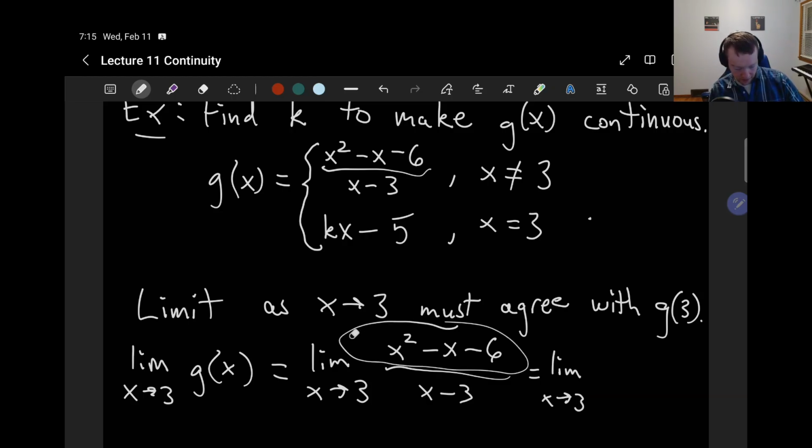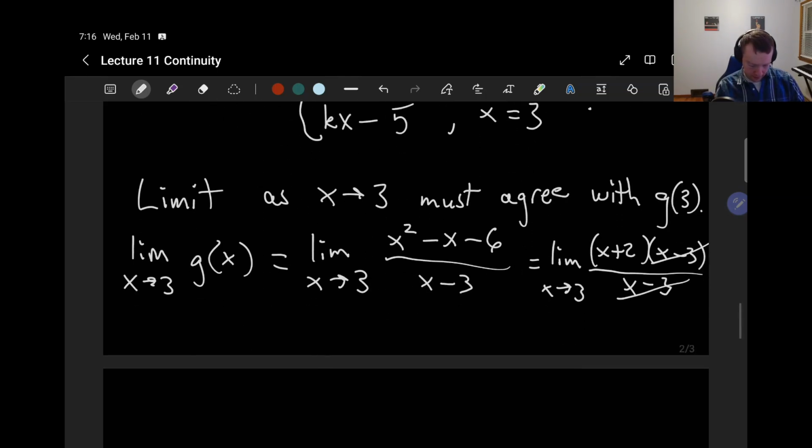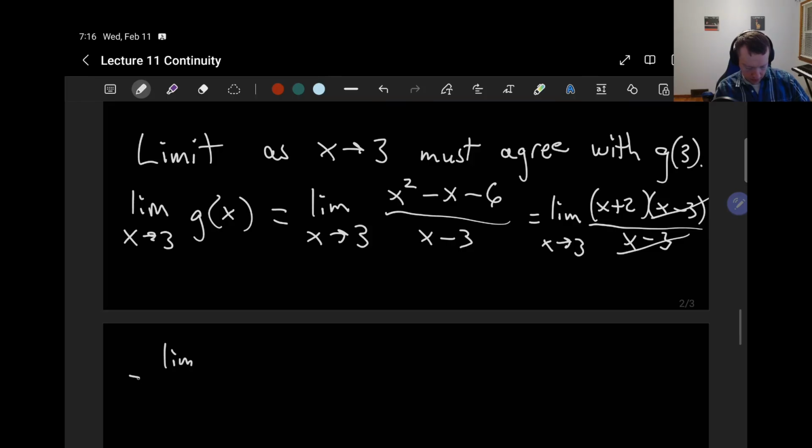So the same trick as before, this thing factors. All right. And you can see it becomes x plus 2, x minus 3. That does the trick. And that's convenient, right? Because these cancel. So this is equal to the limit as x approaches 3 of plain old x plus 2.